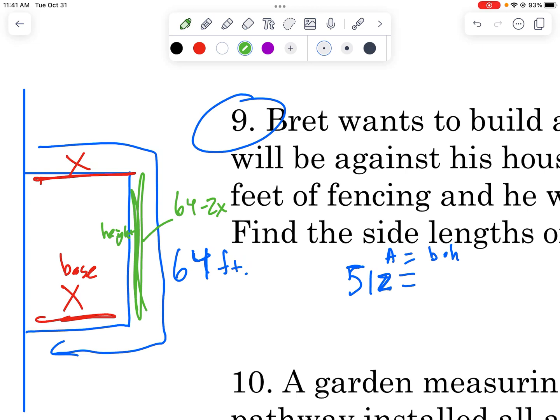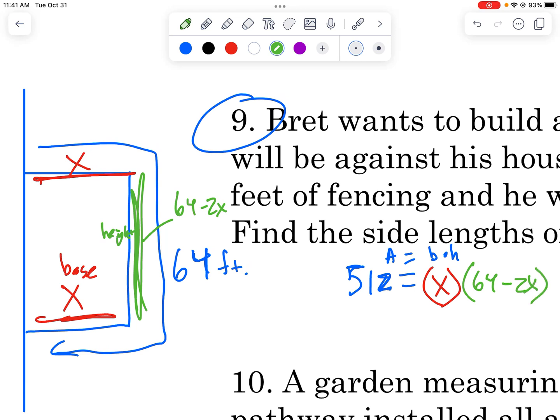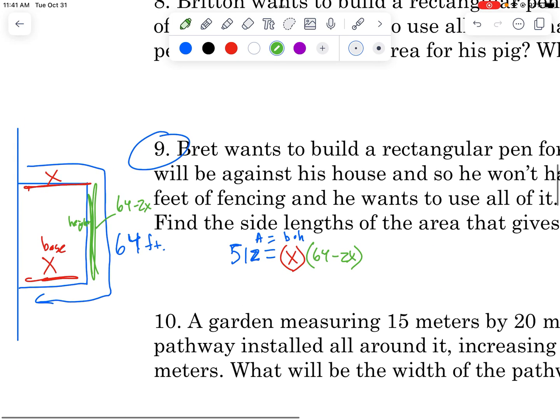And now we can put them in our equation over here on the right side. The base is just X. And then the height part is 64 minus 2X. And now we have an area equation using these two bits of information that we have decided on. The base is going to be X, and we can say our height is 64 minus 2X. So we have our equation here.